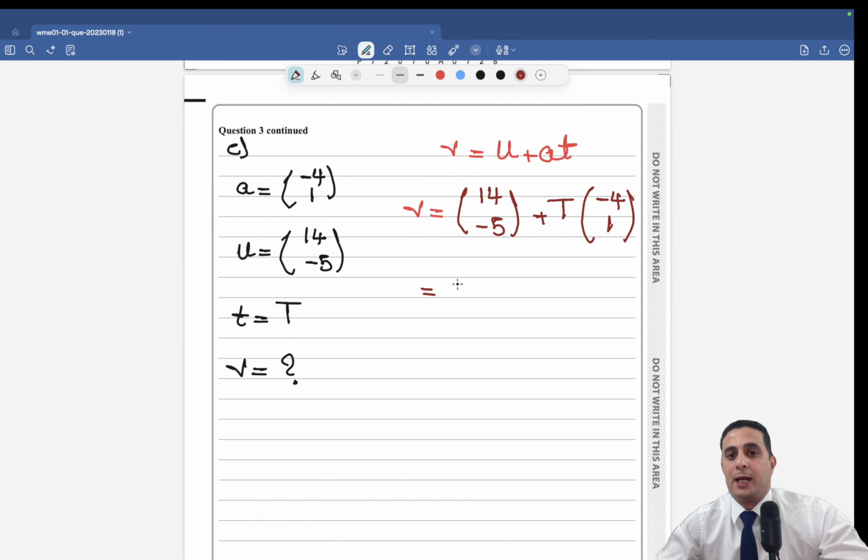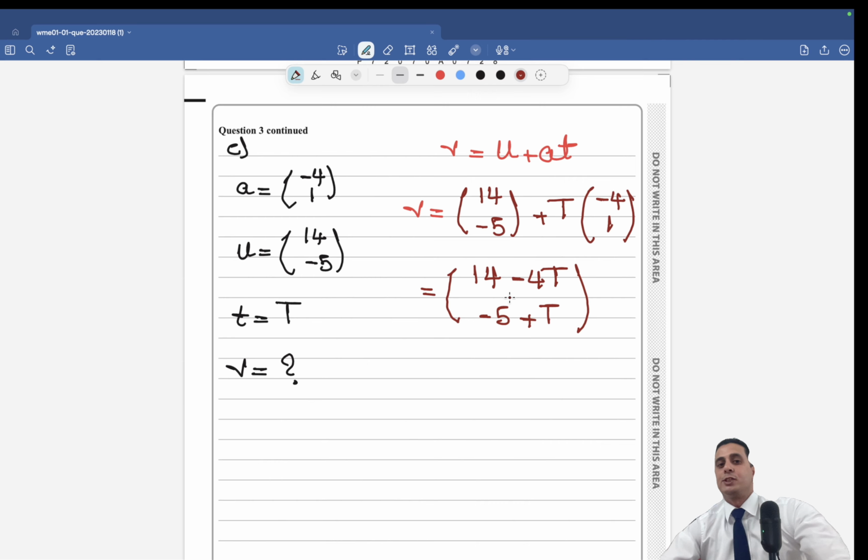Let's write this one as one column vector. So it will be 14. T multiplying by -4 is -4t. So we have 14 minus 4t. This is the i component. T multiplying by 1 is t. So we have -5 plus t, and this is the j component. So this one is the velocity when t equals T seconds.